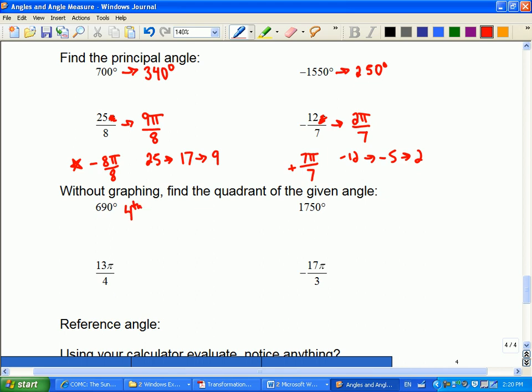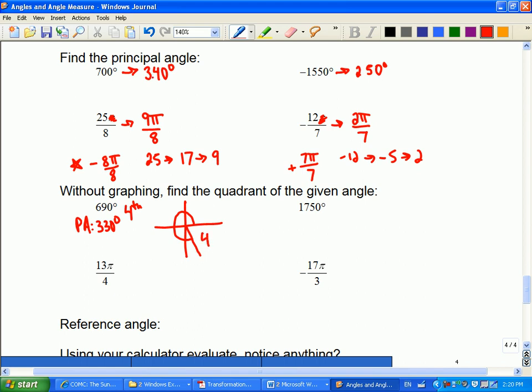How did you get it? You should have a principal angle of 310. Sorry, 330. So if you know 330 degrees, hopefully you can then picture that in the quadrants and say to yourself, 330 degrees is going to be over here, something like this, in quadrant number 4.